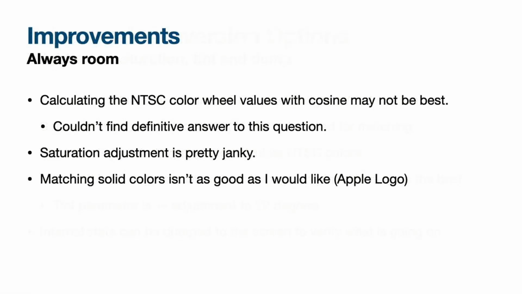There is always room for improvement that can be made to the algorithm. I'm unsure how much these improvements would increase the fidelity of the conversion, but here they are. Using cosine to calculate the color wheel values may not be according to the specification. I wasn't able to find the definitive answer as to how the RGB values are to be calculated around the color wheel. Saturation adjustment is a janky implementation, probably not a valid method for image saturation.